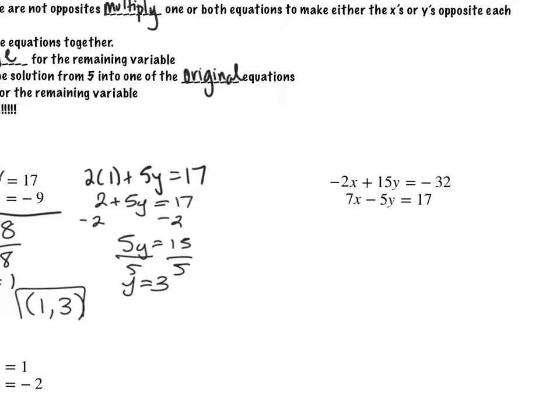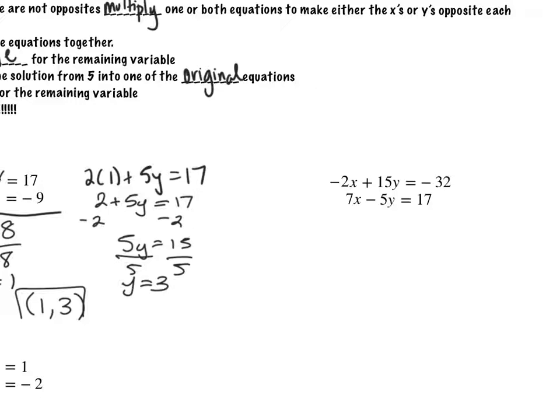No. So, kind of, right? I have positives and negatives for each one, but if I were to add -2 and 7, I wouldn't get 0. If I were to add 15 and -5, it wouldn't get 0. So here's where you have to multiply one of the equations by something to make opposites. So when you start deciding which one you want to do, what I would look at is always look at the smaller number, right?